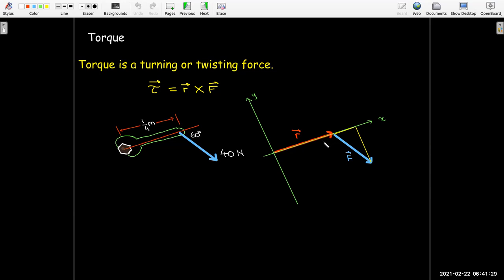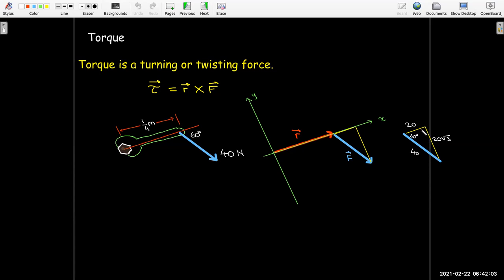All right, so now using that set of axes, let's see if we can find the components of the r vector and the F vector. Now the r vector only has one component, the component in the i direction. But the F vector has a component in the i direction and in the j direction. To find that, I'm just going to solve this right triangle. Now it's a 60 degree angle here, so I have a 30-60-90 triangle.